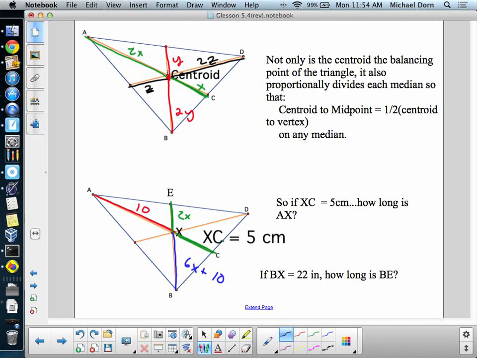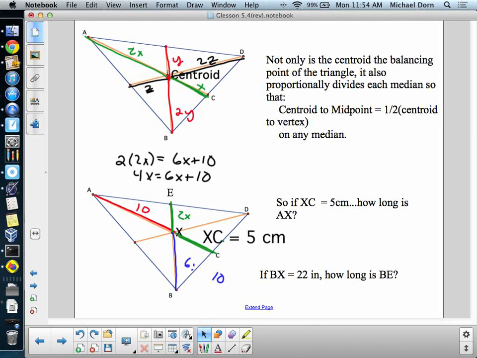So 2 times 2x equals 6x plus 10. So 4x equals 6x plus 10. Oh, it's not going to work out. I should have made that minus 10. Sometimes I make it up on the fly. It's okay. I can fix that.